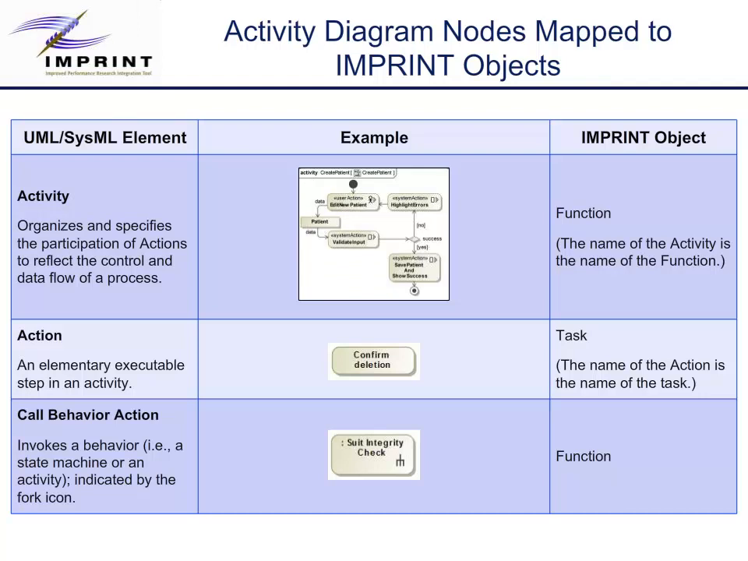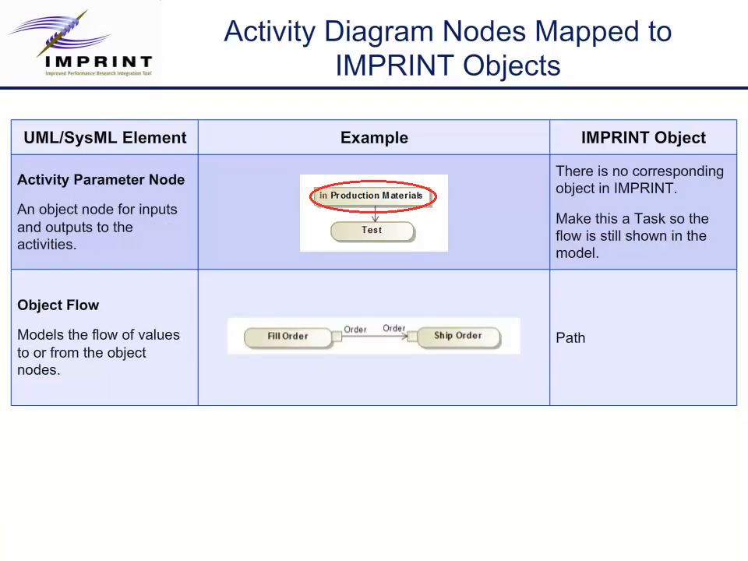The next few slides show how common MagicDraw elements are represented in IMPRINT. The first one is the activity. So an example is shown in the middle of the page here. Activities are imported as functions in IMPRINT. A UML SysML action is brought in as a task in IMPRINT. A call behavior action is brought in as an IMPRINT function. The activity parameter node does not have a corresponding object in IMPRINT, but it is imported as a task so that the diagram looks similar.